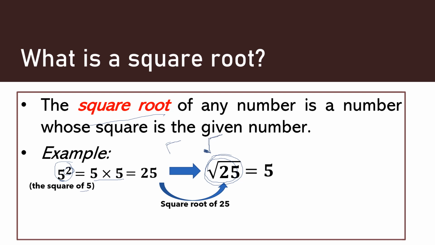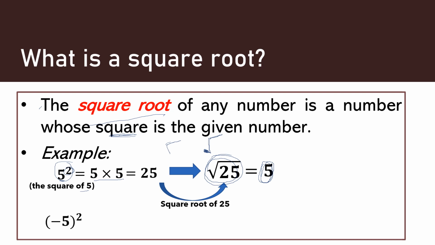Now, the square root of 25 is 5. How did we get that? We obtained that because we know that the number which we could multiply by itself to get 25 is 5. That's why it says in the definition that the square root of any number is a number whose square is the given number. So that is the definition of square root.